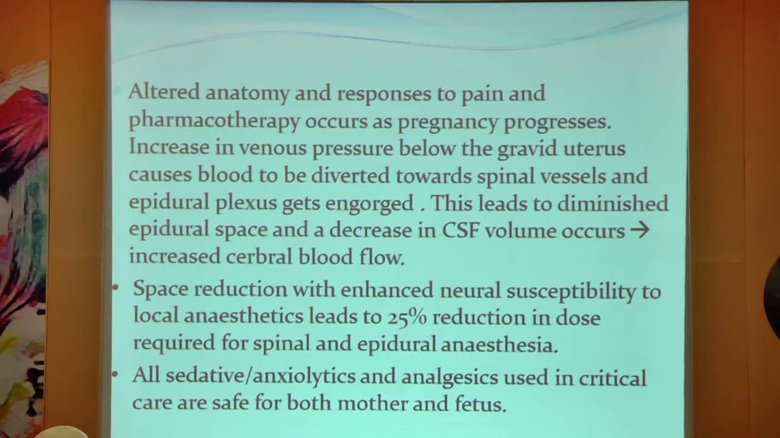There is increase in the venous pressure below the gravid uterus, causing the blood to be diverted towards the spinal vessels, and the epidural plexus gets engorged. There is a decrease in the CSF volume and diminished epidural space and increased cerebral flow. So space reduction with enhanced neural susceptibility leads to local anesthetic reduction. You have to reduce the dose to 25% whenever you're giving spinal and epidural anesthesia.